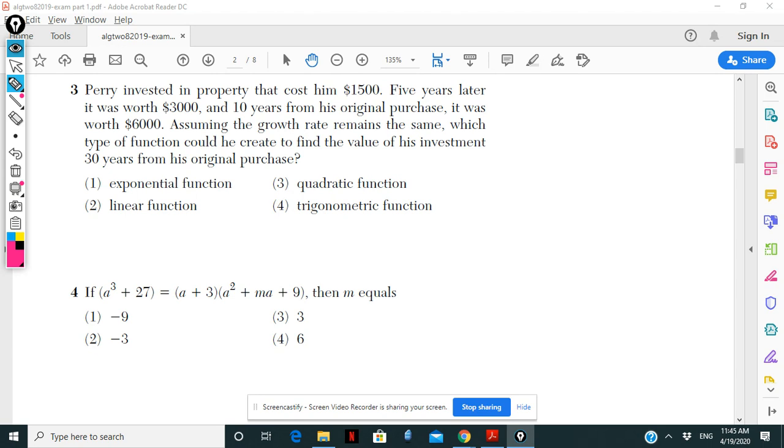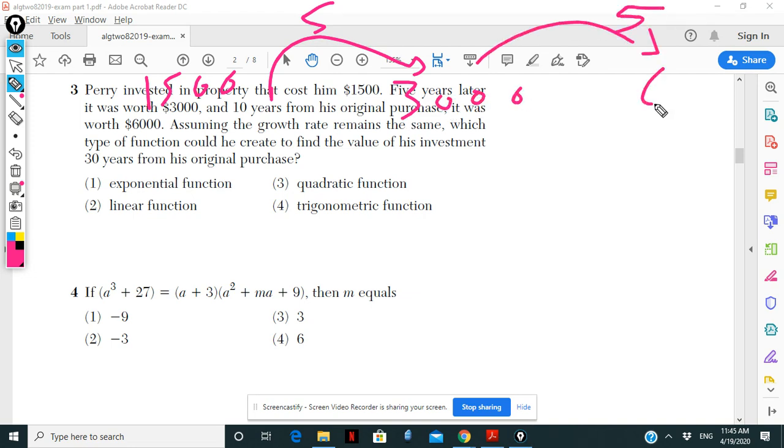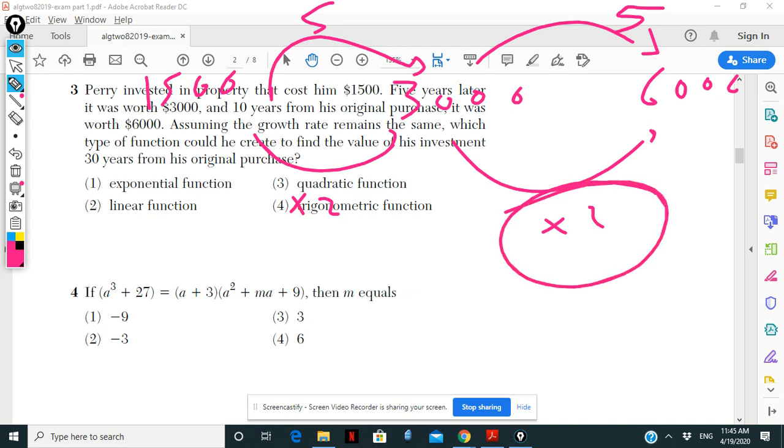So first, it was 1,500. After 5 years, it becomes 3,000. After another 5 years, it becomes 6,000. If you look at these numbers, it's multiplied by 2. And multiplication by 2 means it's an exponential function, so the answer is 1.